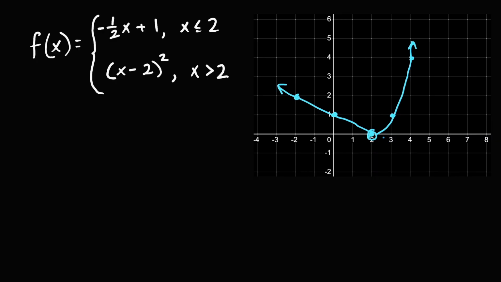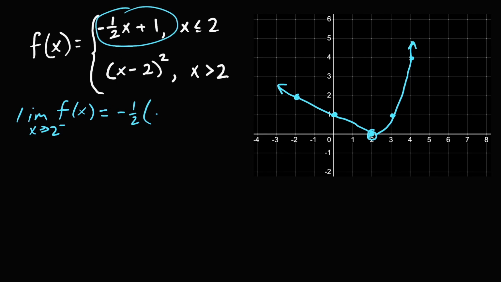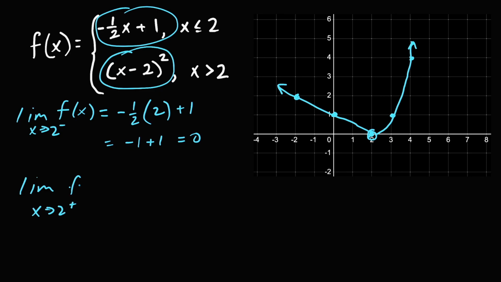Now notice visually we can see that it's continuous, but let's see if we can prove that analytically. So the limit as x approaches 2 from the left for our function means we can just substitute into this piece. So we're just going to write negative 1/2 times 2 plus 1. So we get negative 1 plus 1, we get 0. Now let's take a look from the right. So the limit as x approaches 2 from the right of our function, we'll just go ahead and substitute that in, and we have (2 minus 2) squared, which is 0.